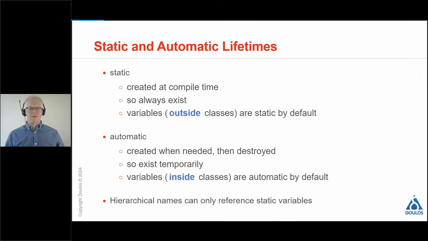And the lifetime is a really good name for this, because the difference between static and automatic is entirely the lifetime of the variable. So when it's created, when it's destroyed. Basically, a static variable is created at compile time, whereas an automatic variable is created when it's needed and then destroyed, so it's created at runtime. So a static variable always exists, and an automatic variable exists temporarily.